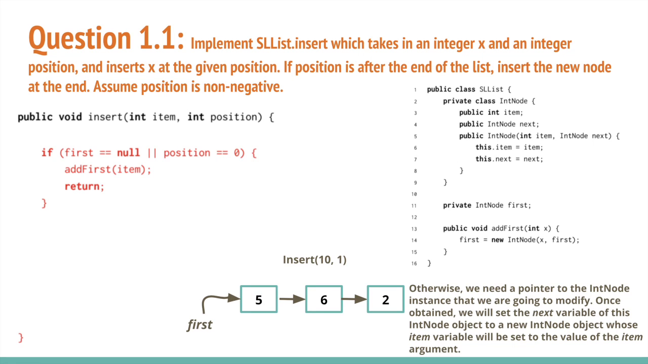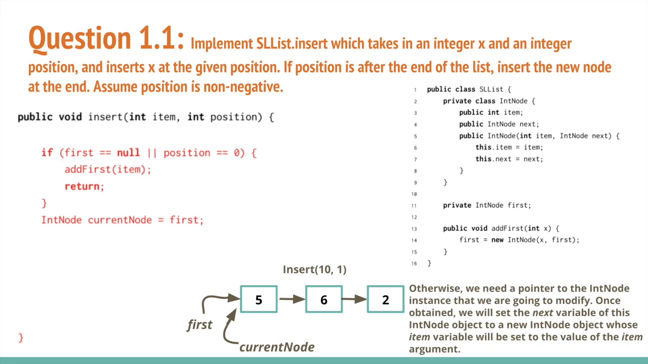So for reference, we initially have the following list, where first points to the head of the list. We want a temporary pointer, so let's call it currentNode, and this will also point to the beginning of the list. The idea here is we want to increment currentNode so that it points to the node that should have a pointer to the new element after being inserted.